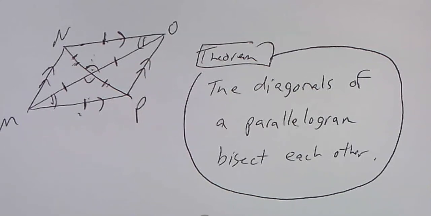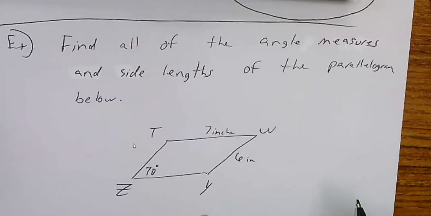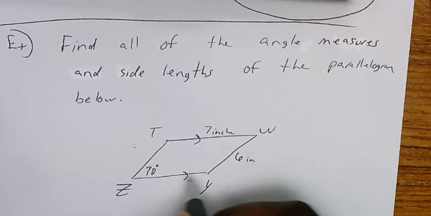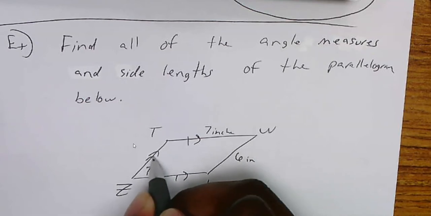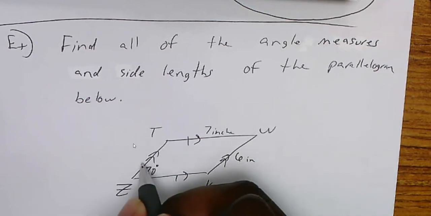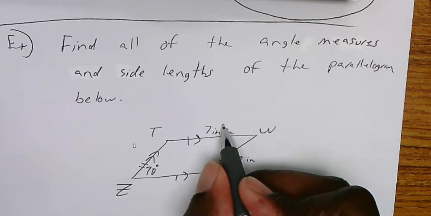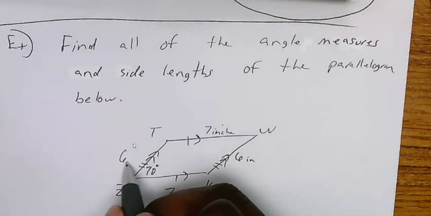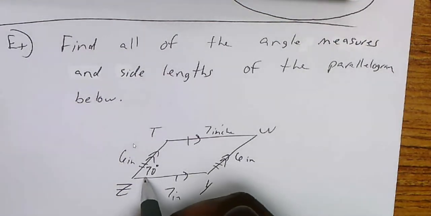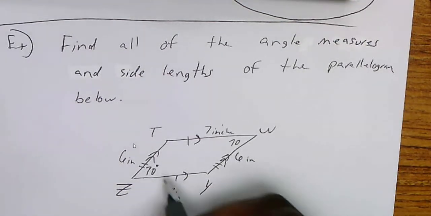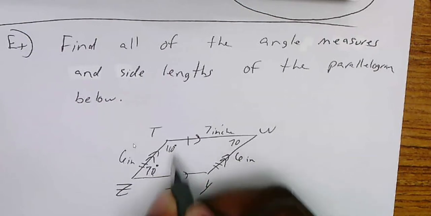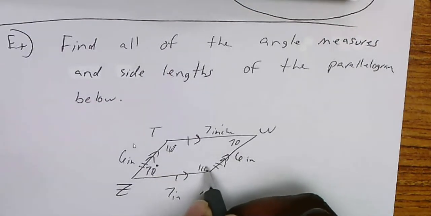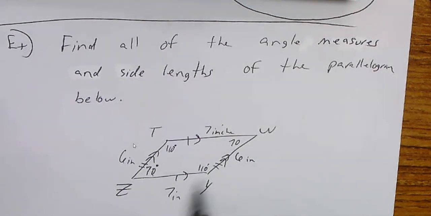Those are all the theorems that relate to parallelograms that we can use. Now let's put those theorems to use. Let's find all of the angle measures and side lengths of the parallelogram below. By saying it's a parallelogram, I know these sides are parallel and congruent, and these sides are parallel and congruent. So I know this side is 7, this side is 7 inches too. If this side is 6, this side is also 6 inches. Also, I know this angle is 70, this one is 70. And if this one's 70, this is 110 because it's supplementary. This is also 110. So now I've found all the missing sides and angles of that parallelogram.